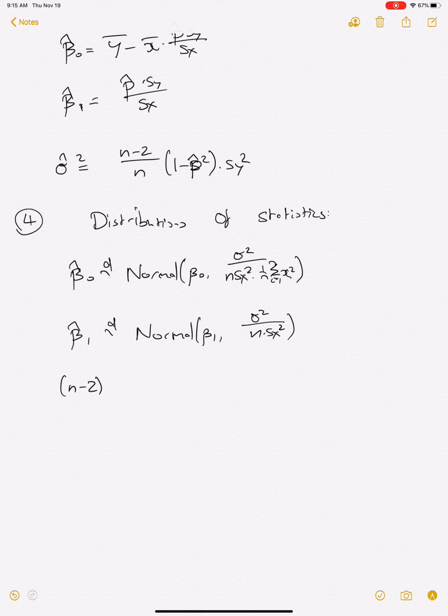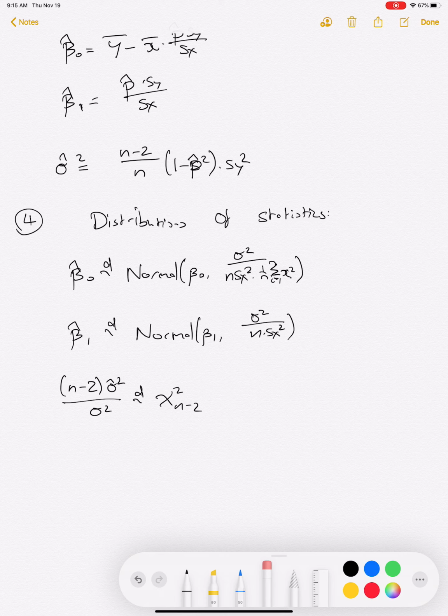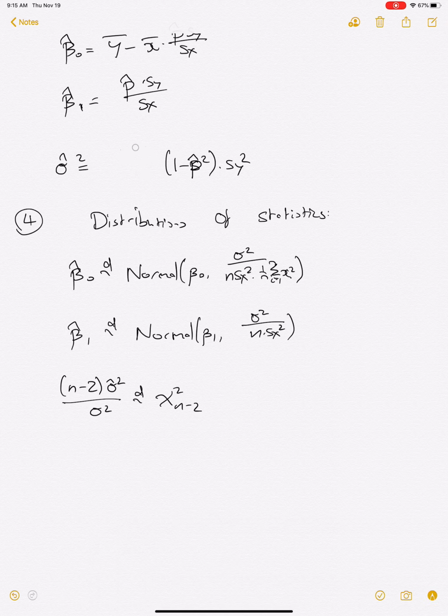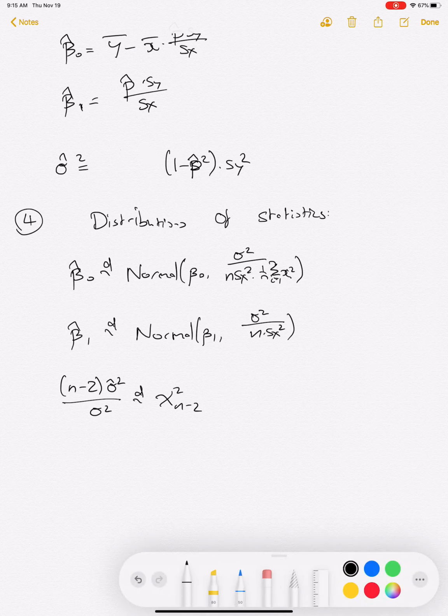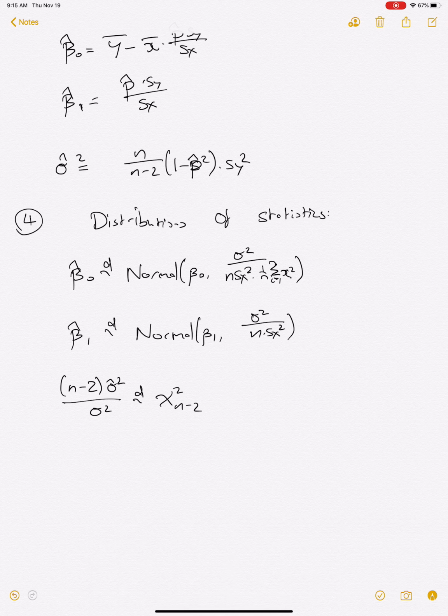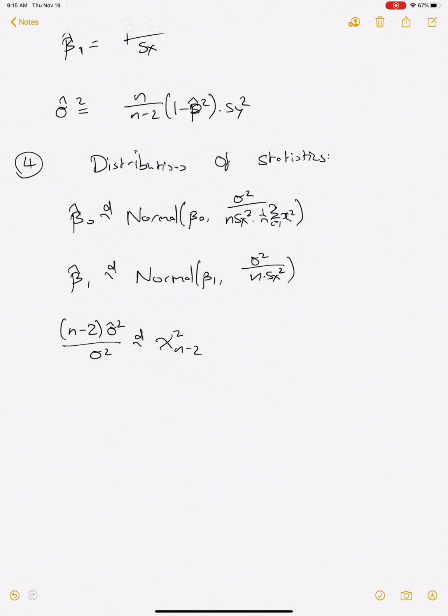So n minus 2 times... sorry, I made a mistake here. This should be the other way around. It should be n divided by n minus 2. That's what I got wrong. So this should be n divided by n minus 2. So we have n minus 2 times sigma hat squared over sigma squared is chi squared n minus 2.